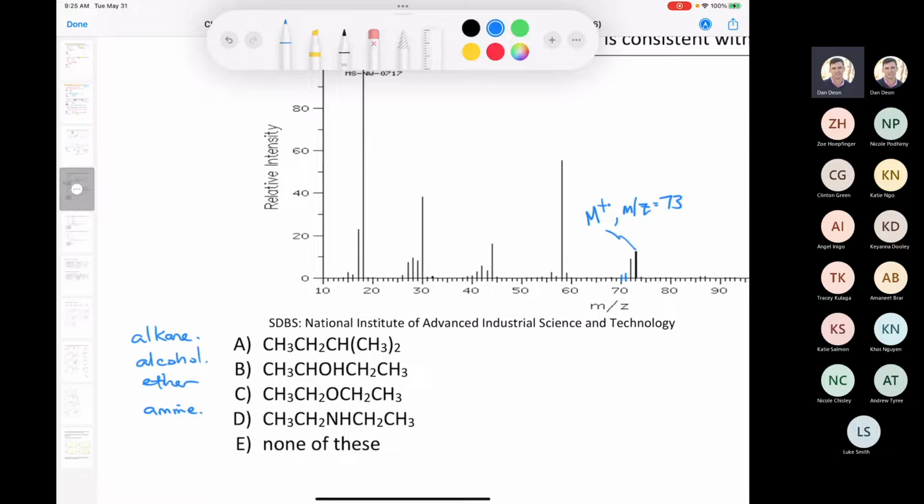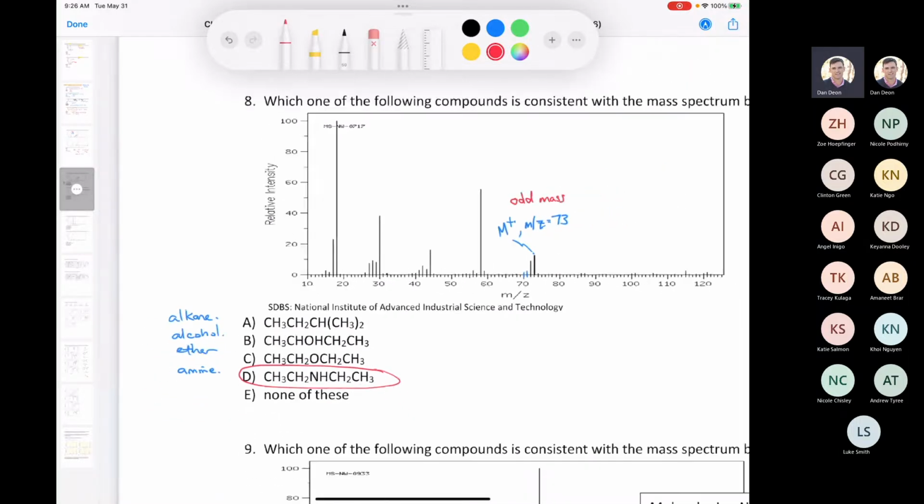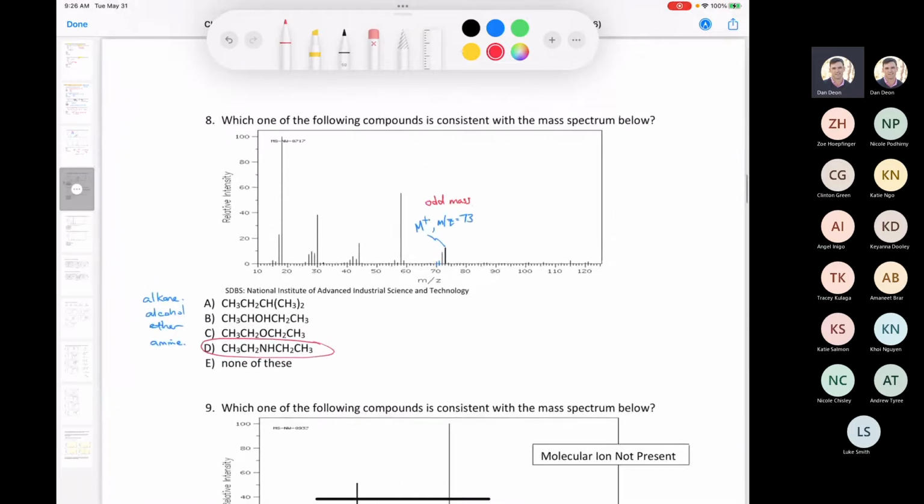Yeah, thanks, Katie. Absolutely. We have an odd mass for our molecular ion. Therefore, the only possibility is the amine. It's the only possibility because the amine has one nitrogen, and therefore it has an odd mass. If you draw the bond line structure of this compound, it looks something like this. This is called diethylamine, which is neither here nor there.